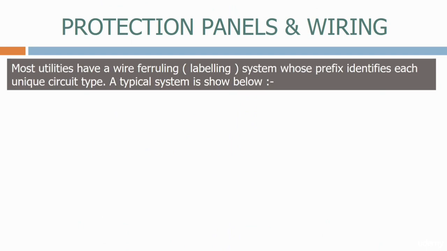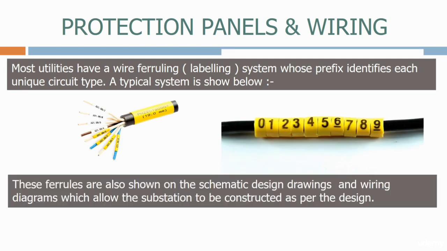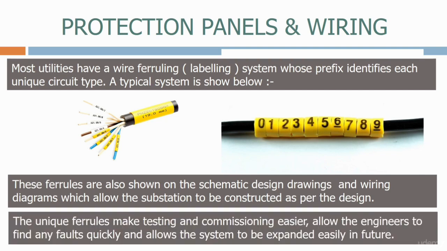Most utilities have a wire ferruling or labeling system whose prefix identifies each unique circuit type. A typical system is shown below. These ferrules are also shown on the schematic design drawings and wiring diagrams, which allow the substation to be constructed as per the design. The unique ferrules make testing and commissioning easier, allow the engineers to find any faults quickly, and allow the system to be expanded easily in future.